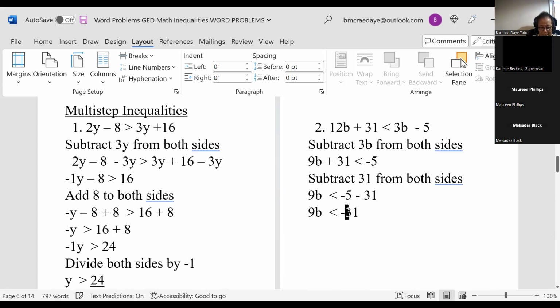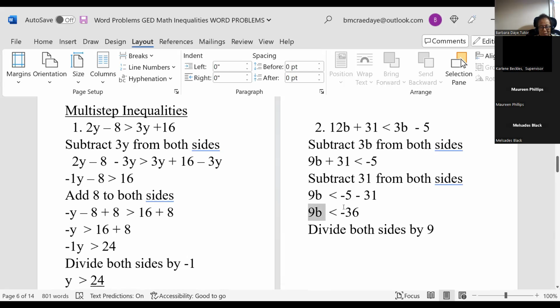Okay. -36. Now you can tell me your answer. What's your next step? You want just b on the left. So what do you do to get b? You divide by 9 on both sides. That's it. Divide both sides by 9. Very good. So what's your answer?